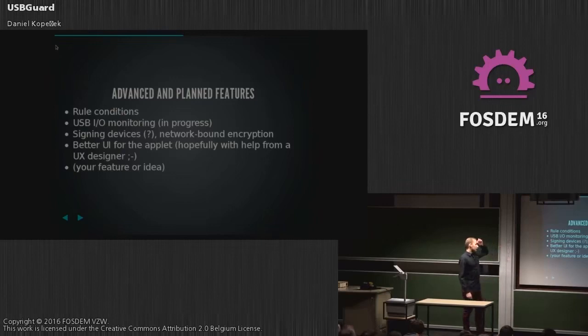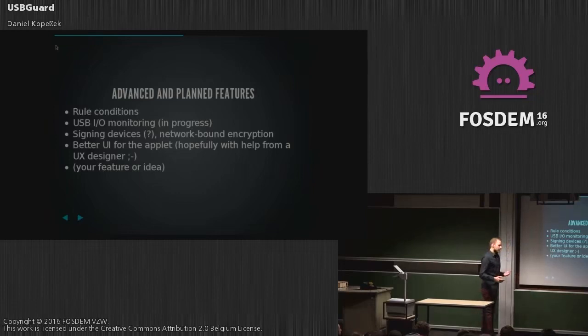But you can use actually one of these advanced features to make like more complex policies or more intelligent policies. One of them is rule conditions. You can match like the actual current conditions of the system, like the context of the connected devices. So you can write a rule which like allows a device only if another device is connected or not.